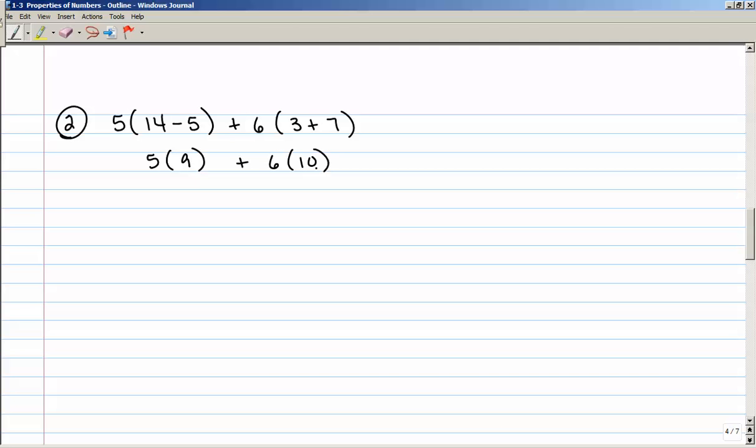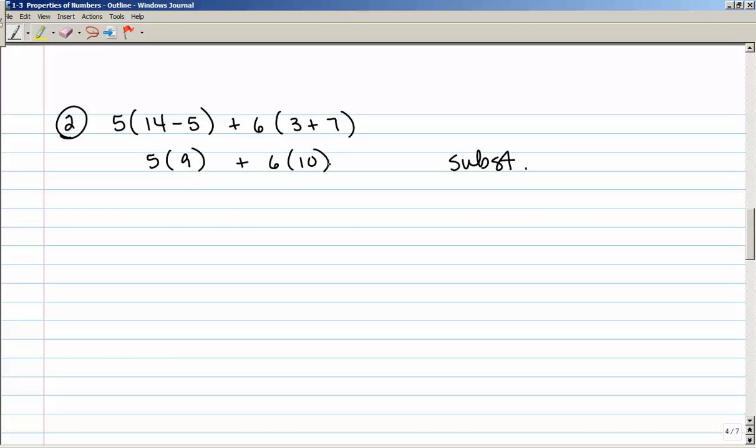And the property I used there is just substitution. Let's abbreviate: substitution. Because this operation didn't involve any ones or zeros or positive and negative of the same number or any reciprocals, it's basically going to be substitution. So what I did was, instead of saying 14 minus 5, I substituted in 9. Instead of saying 3 plus 7, I substituted in 10.